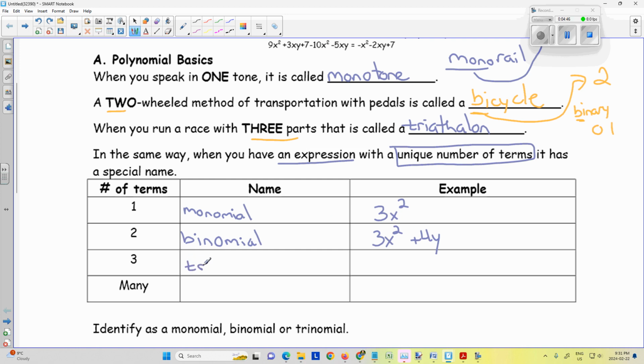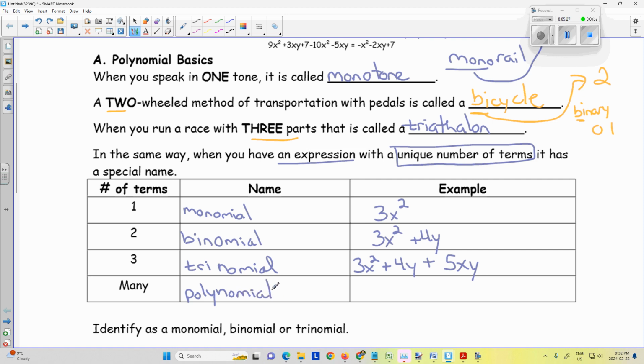If we do a trinomial, we know it's going to have three unique terms. So here's our 3x squared still, plus our 4y, and I'm going to add a 5xy. An xy is different than an x squared, and it's different than a y. If we have many terms, we kind of stop counting after three and giving it its own name. If we have many, we have a polynomial.